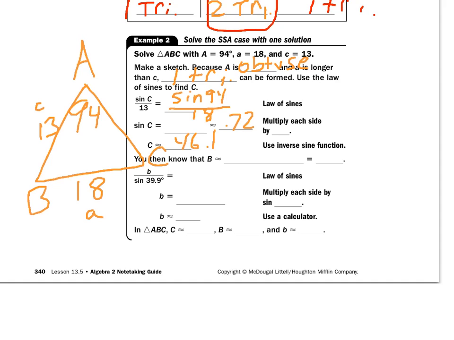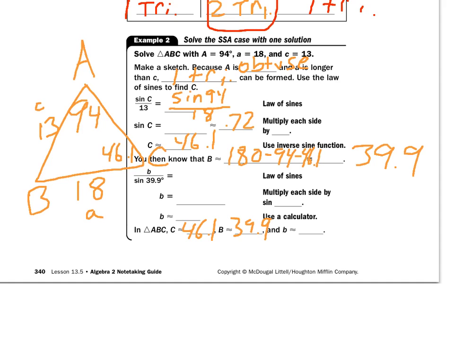And now that I know that C is 46.1, I know that B has to be 180 degrees minus 94 minus 46.1, and B ends up 39.9. So I have a lot of the parts now. I have 39.9, and I have 46.1. And I just have to find that little b.